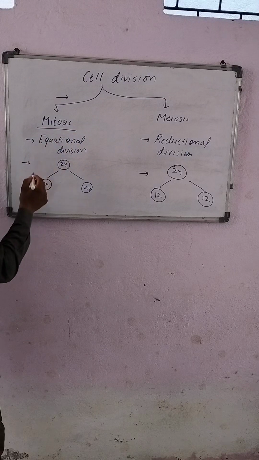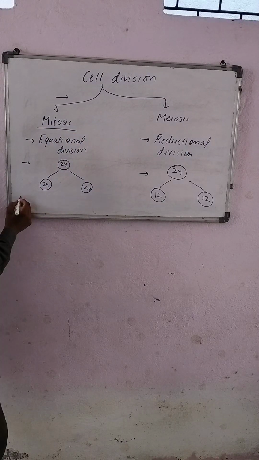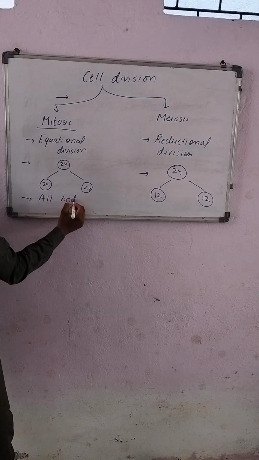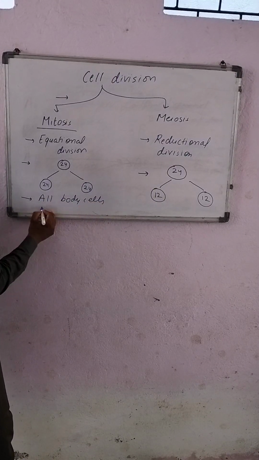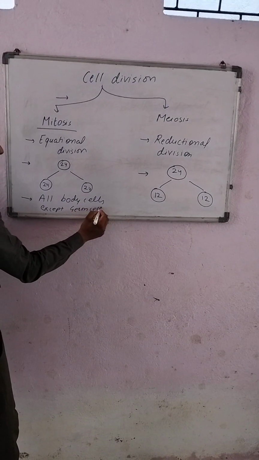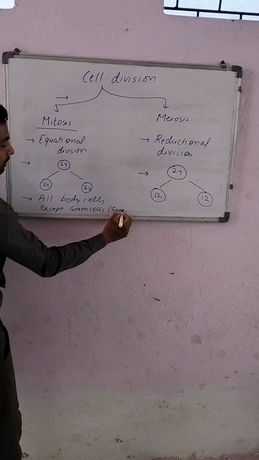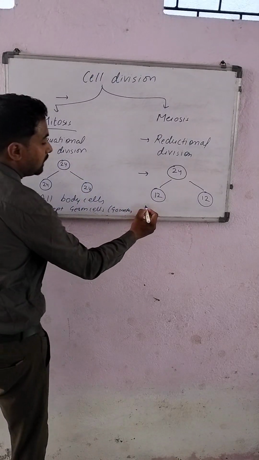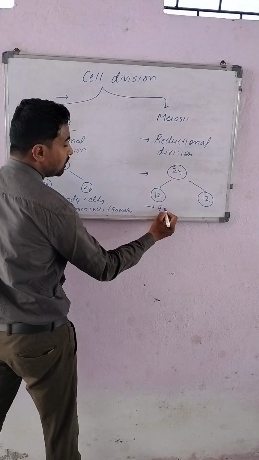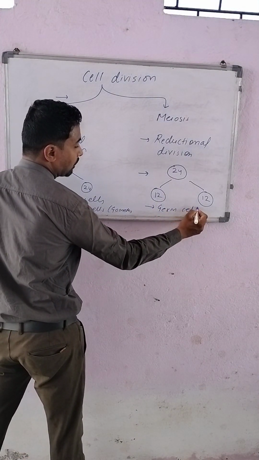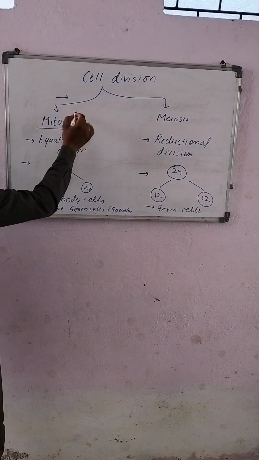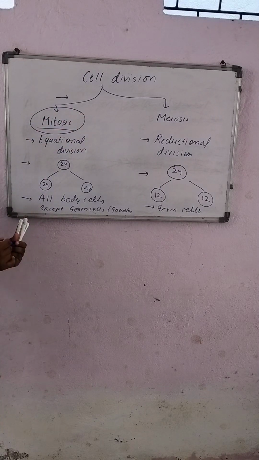This mitosis or equational cell division occurs in all body cells, all body cells except germ cells, or we can call them gametes. And this reductional division only occurs in germ cells. Now, in this video, we'll focus on mitosis.